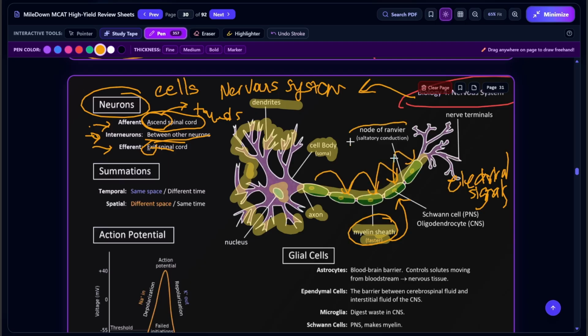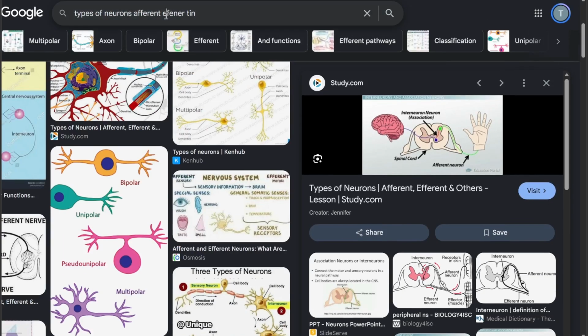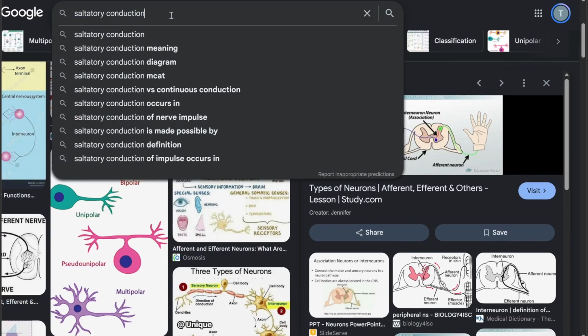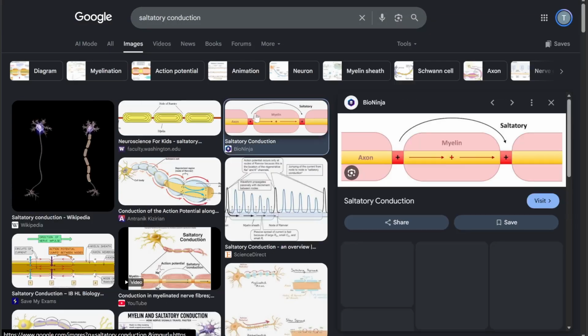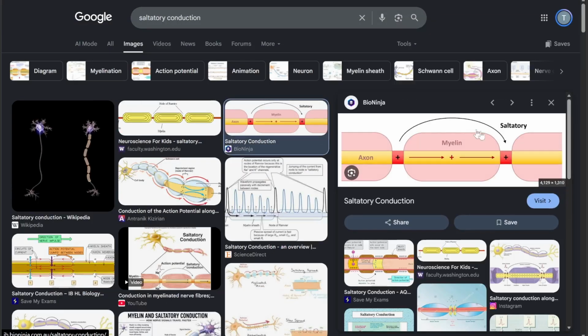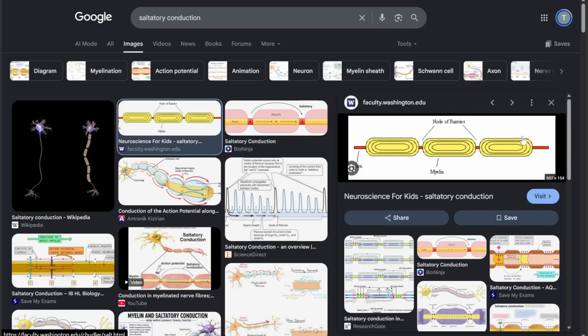Okay, and then nodes of Ranvier, saltatory conduction, that's the conduction that allows the fast speed. So it's called saltatory conduction. So we have myelin sheath, right? And basically the signal can jump because there's myelin sheath, and it jumps across at the nodes of Ranvier, the electrical signal. That's what it's doing.